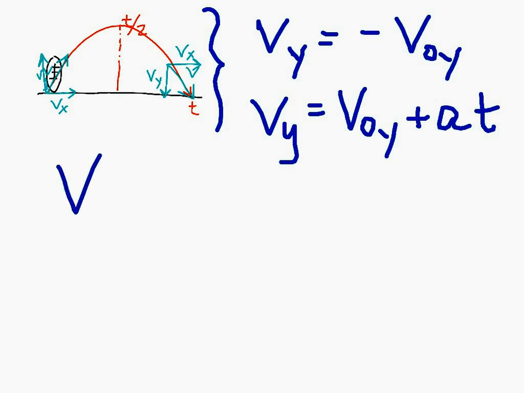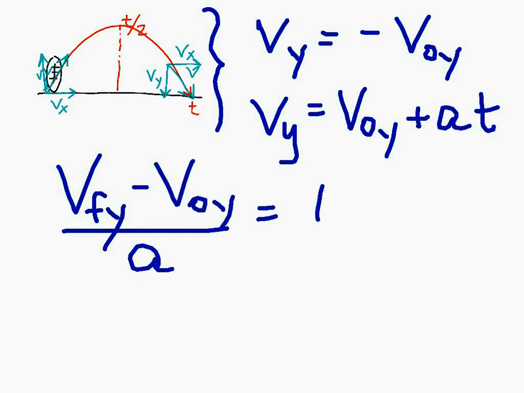Rearranging that equation, I get V final y minus V initial y divided by my acceleration is going to be equal to my time. I'm looking for the time now, so I can go ahead and plug in what is v final y. Well, I need to resolve this vector into its x and y components. My initial y is going to be positive 18 meters per second times the sine of the angle, so my v final y is going to be negative 18 times the sine of the angle 35 degrees.